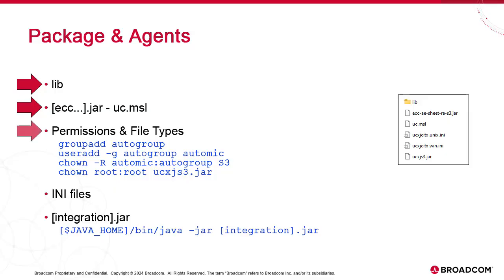We set permissions, we create a dedicated Automic group and user, and place the entire directory under its ownership. We make root the owner of the agent start file. In the appropriate ini file, you set parameter values, agent name, system name, JCP connection information, TLS, and so forth. To start the agent, use the java -jar command with the jar file.